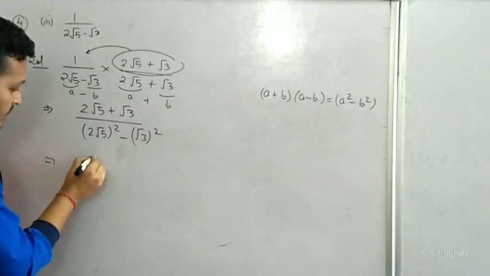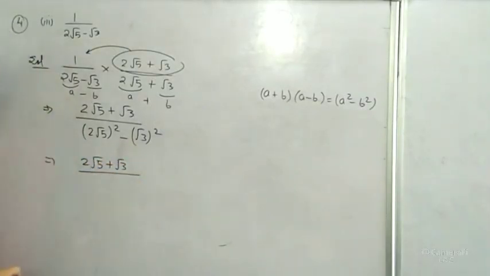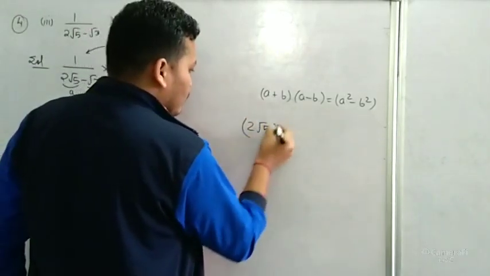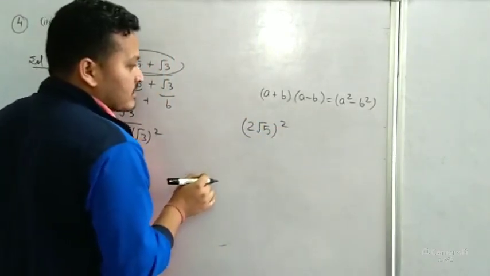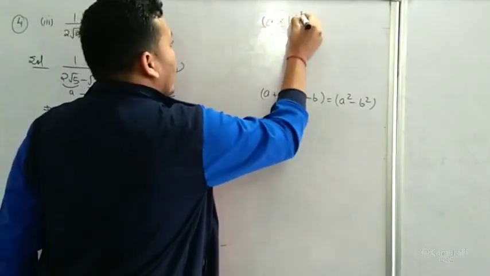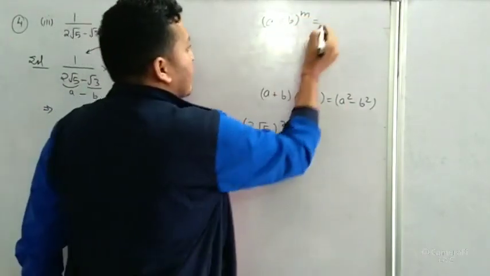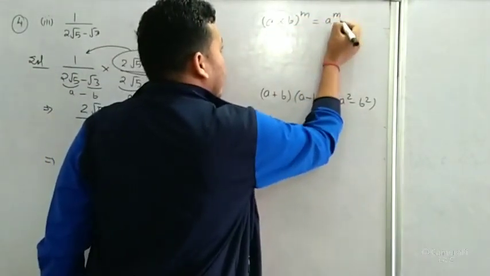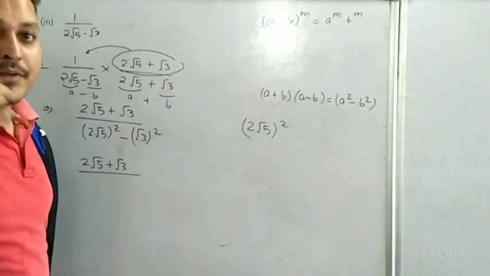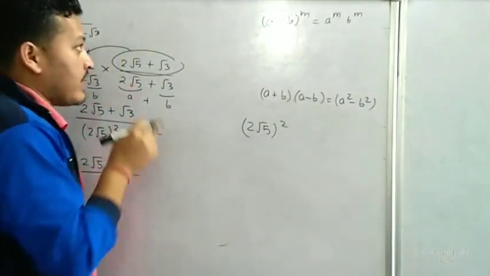तो 2 root 5 plus root 3 upon, now this is 2 root 5 and whole square. तो 2 root 5 whole square means देखो एक चीज फॉर्मूला है a into b and whole to the power m. Okay, if two numbers are in multiplication, its power is m. So this thing we can write a to the power m, b to the power m. This I already explained in the chapter of exponents. So we took the exponent first.